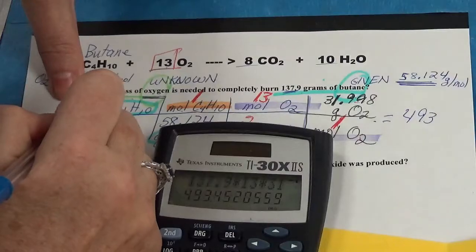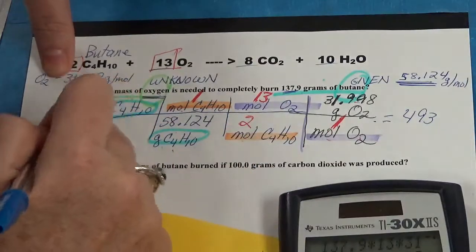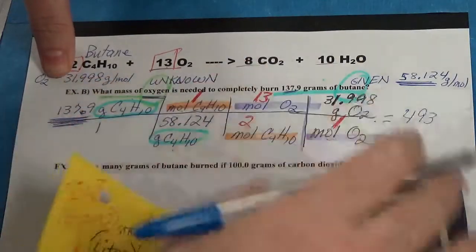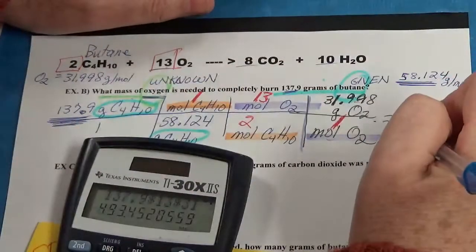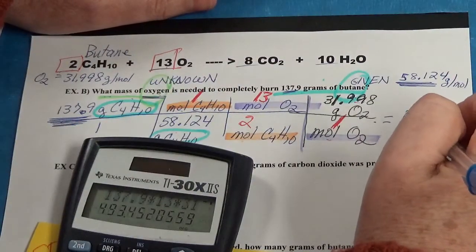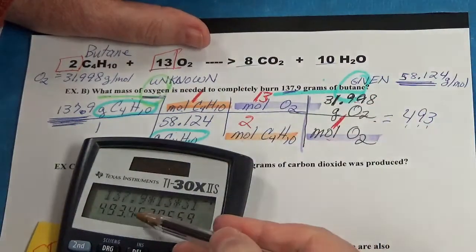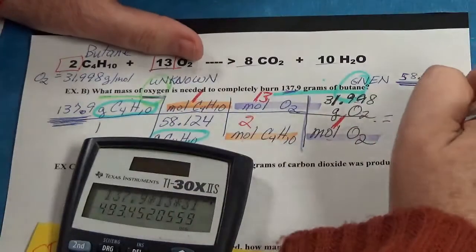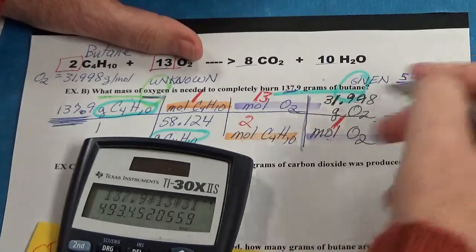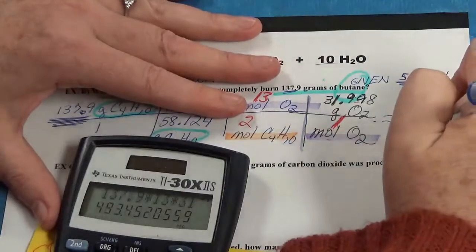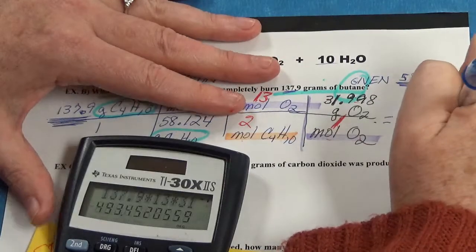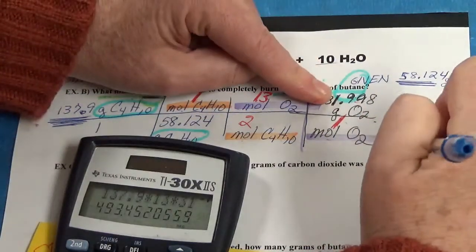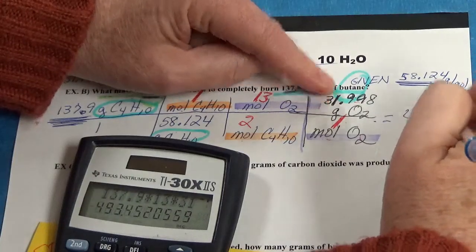I want 4 significant figures. The given has 4 digits, so I need 4 digits in my answer. Here's the first, here's the second, here's the third. The last one's going to be 4, but we round it up to 5 because the 4 is followed by a 5. So 493.5 grams of oxygen.